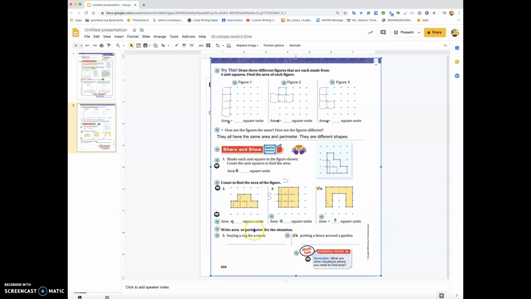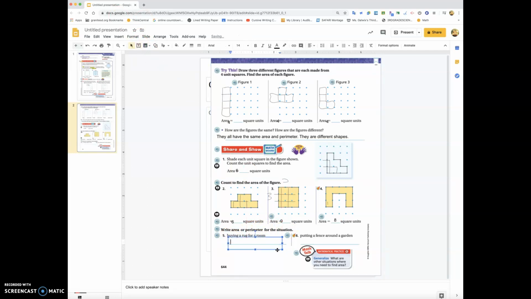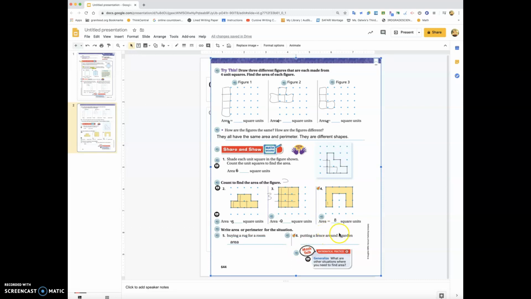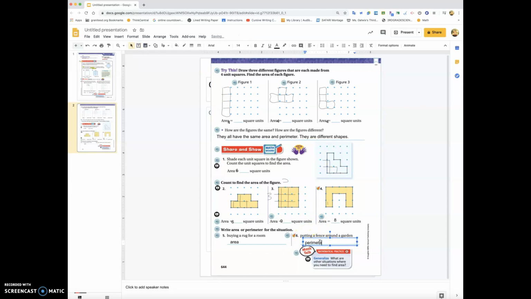Now write area or perimeter for the situation. If you were buying a rug for a room, would you need area or perimeter? Think to yourself, would I need to measure around something, or is it something that's going on a flat surface? Well, a rug goes on a flat surface. It goes on the floor. So this would definitely be area. Now putting up a fence, a key word right here is around. It's going around. Which one of those measurements goes around? That is perimeter.